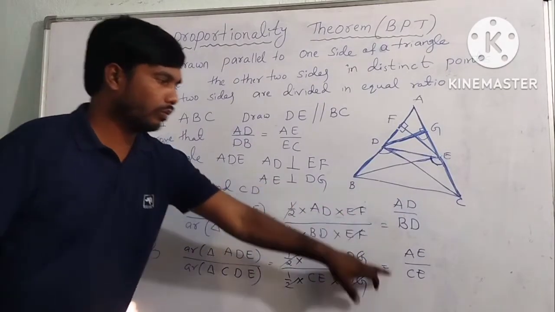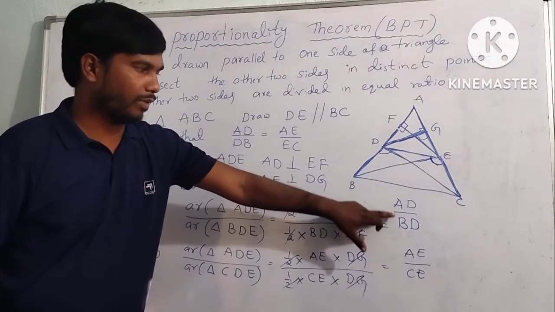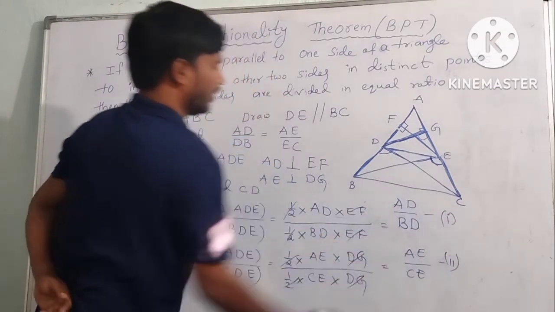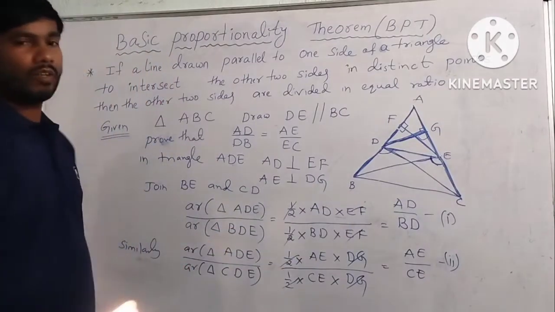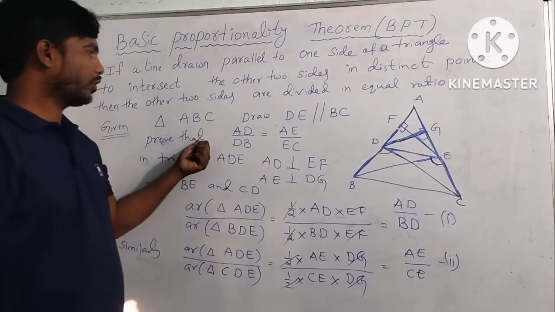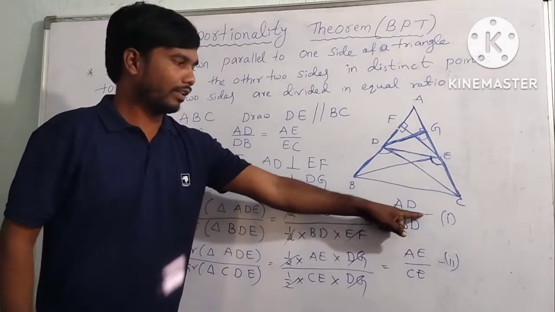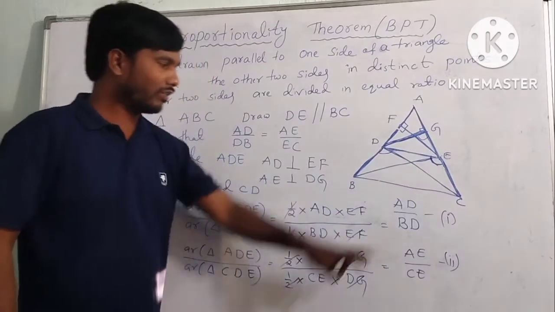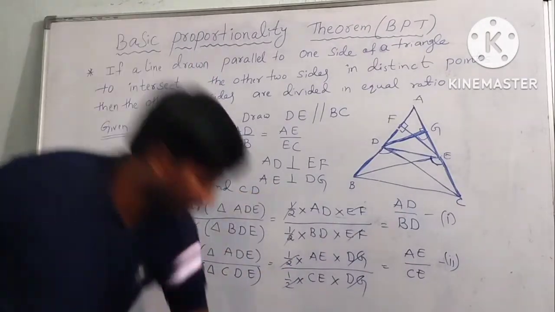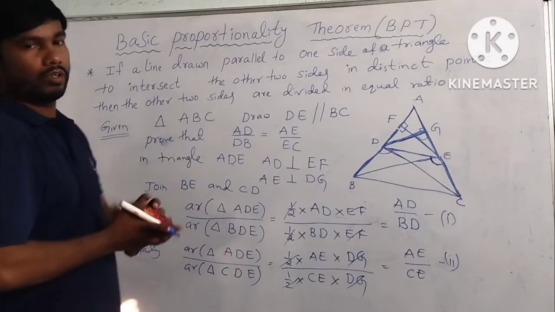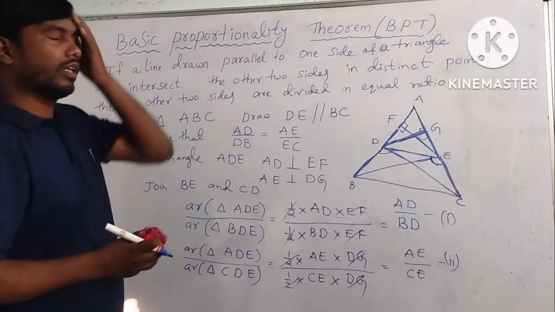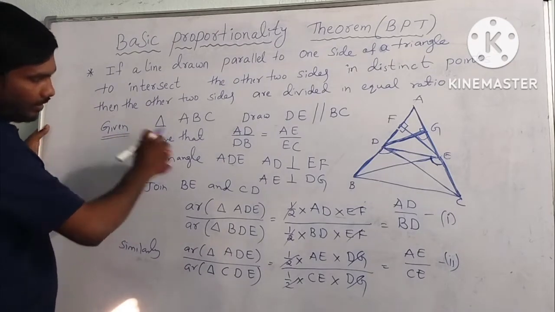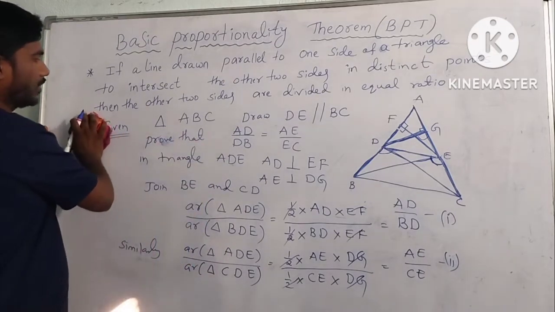So two values we got. Consider equation 1, consider equation 2. Then how are equation 1 and equation 2 equal? What do we need to prove? We need to prove this AD by BD, equation 1, equals AE by EC. How are they equal? First we need to know one more property of triangles. We studied that in grade 9. So till here, copy.